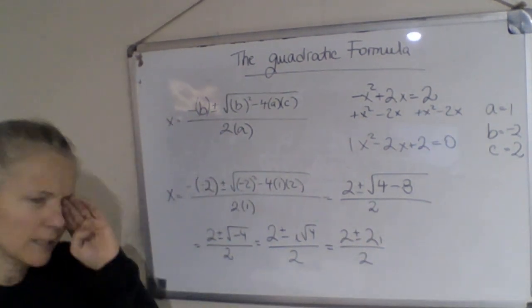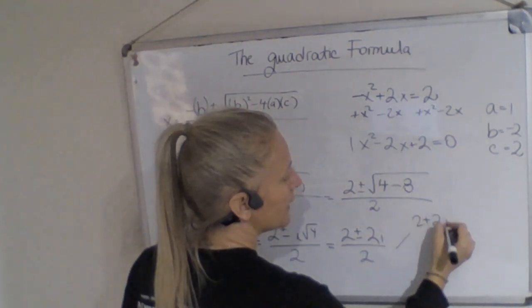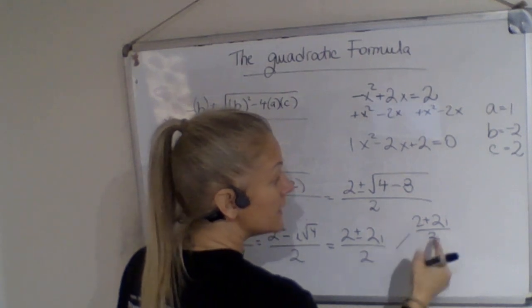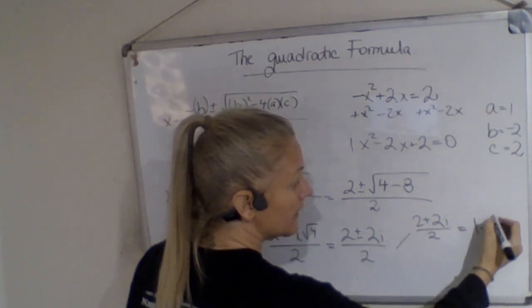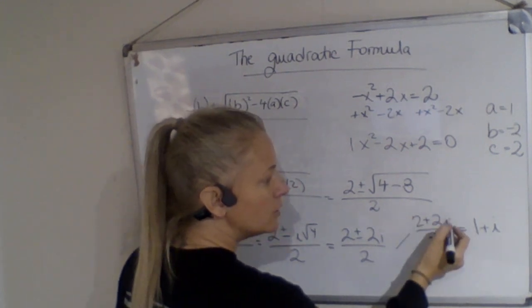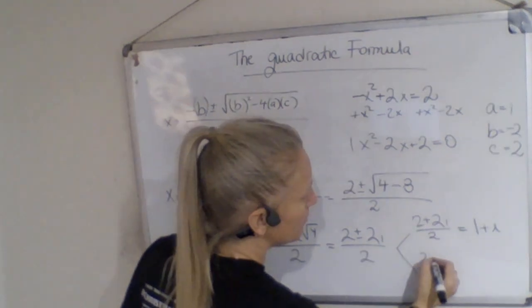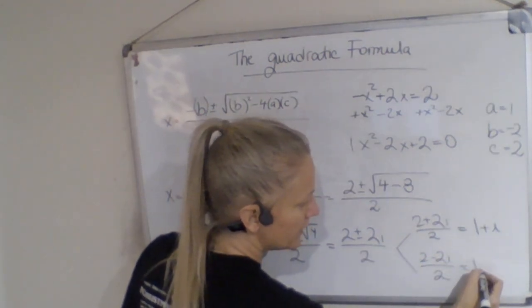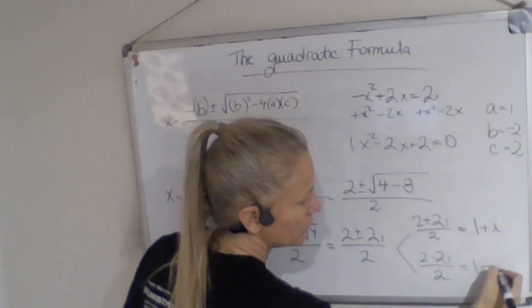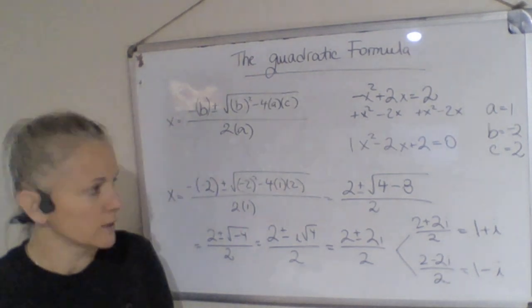At this point, you can look at it very fast and notice that one of them would be 2 plus 2i over 2. This can all be reduced. You can factor 2 out, so this becomes 1 plus i. Why? 2 divided by 2, 1. 2i divided by 2i, right? The other one is 2 minus 2i over 2. 2 divided by 2, 1 minus 2i divided by 2i. So I have a 1 plus i and a 1 minus i as solutions.